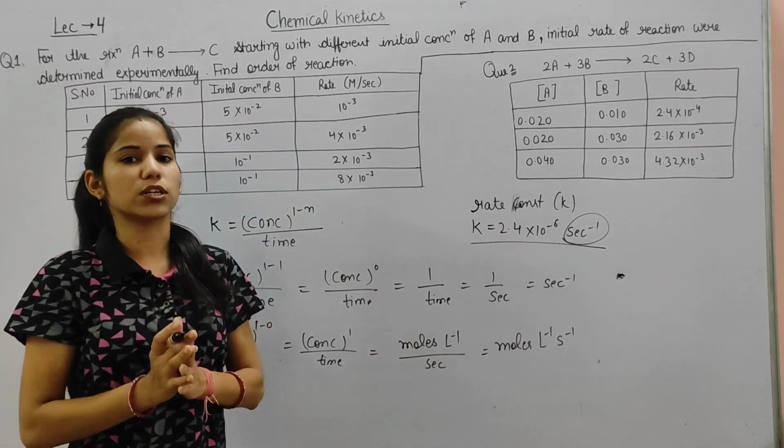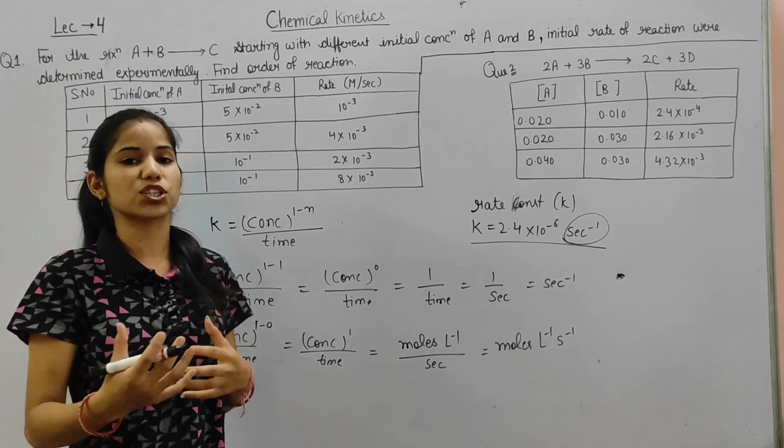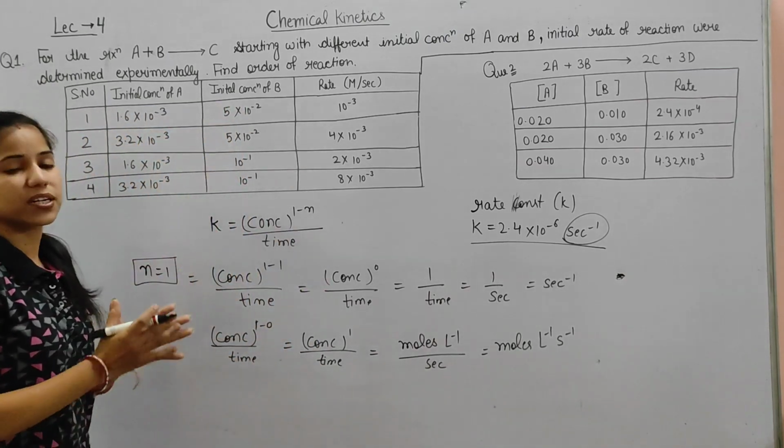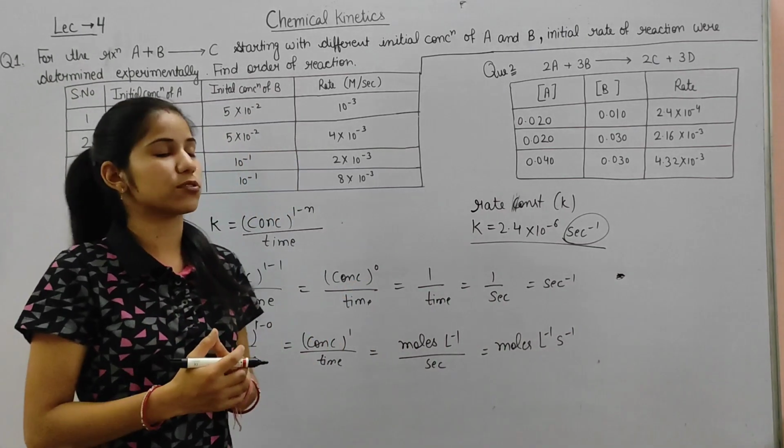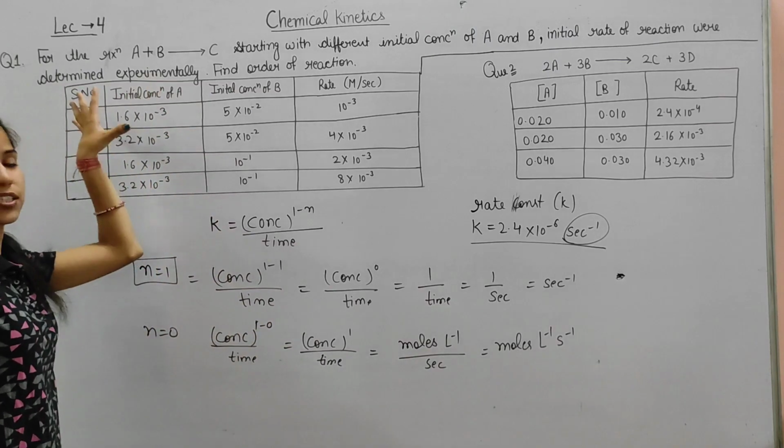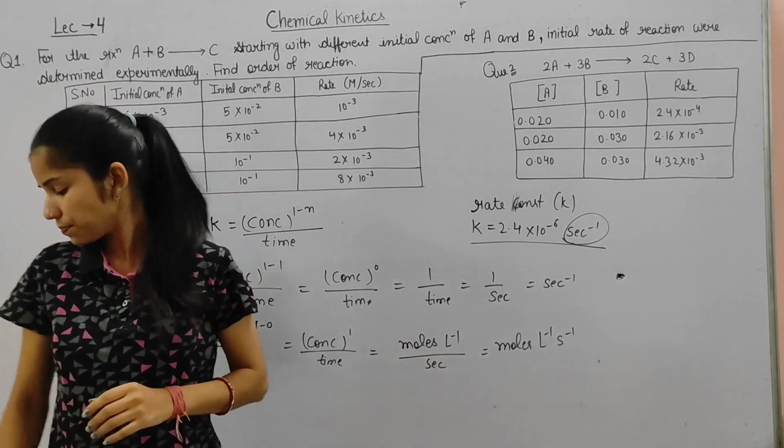Now we find order with experimental data. In some questions this type of experimental data is given and we have to find out the order. So how to find out the order? So firstly let's discuss this first question.